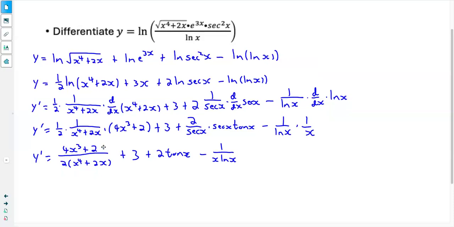Now we can see we can reduce this term here. So we've got y prime is equal to 2x cubed plus 1 over x to the 4 plus 2x, plus 3 plus 2 tan x, minus 1 over x natural log of x. So this would be as simplified as we can get.